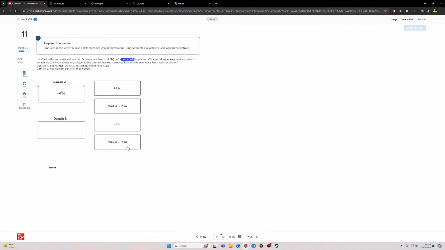And for this bottom one, domain consists of all people. Some of all people, if they are in the same class, then they have a cell phone. I feel like that's the answer for that, because it's not everyone. For everyone, it's not all people. We're just talking about everyone in the class. So yeah, that has to be the case. That wouldn't be true for everyone. So yeah.